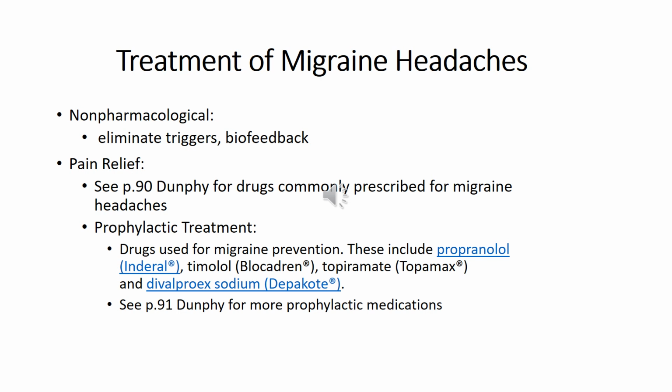Prophylactic treatment is also an option, and these drugs are used for migraine prevention. A few examples of these types of medications are propranolol, Topamax, and Depakote. On page 91 in your book, you can also see more prophylactic medications.